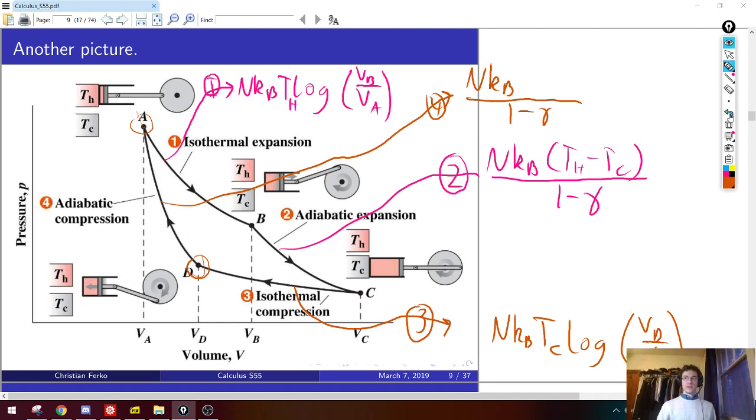So the difference, and we know the work is negative here, right? Because I'm going from right to left. So this has to be a negative number in the parentheses, which means this has to be T cold minus T hot. Now I'll ask you, what beautiful cancellation happens?